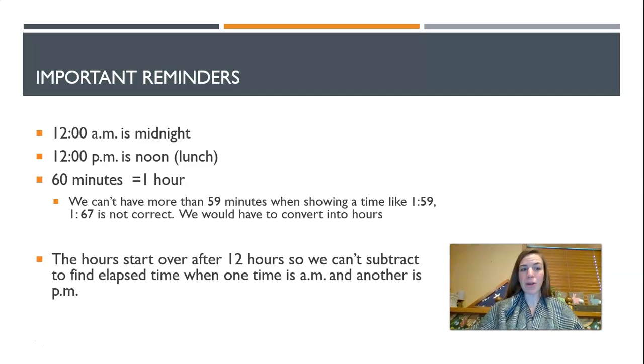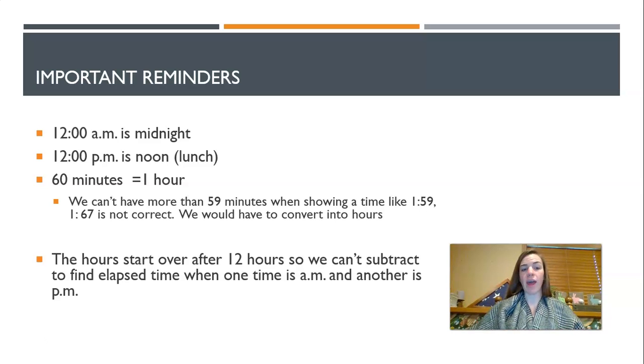Another thing to remember is that 60 minutes equals an hour. That is going to be super helpful for us when we're converting time from minutes to hours to figure out how much time passed for our elapsed time. Okay, and remember, when we write the time, we can't have more than 59 minutes showing a time like 1:59.